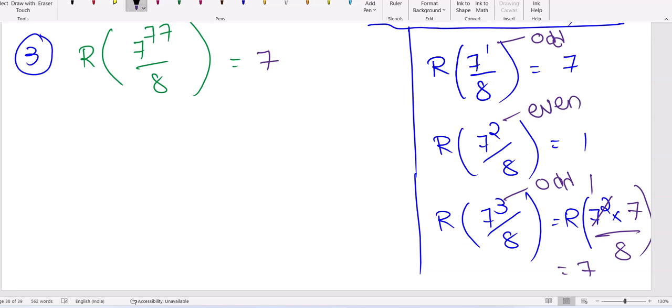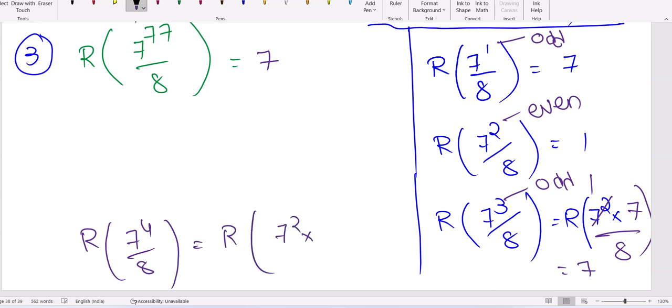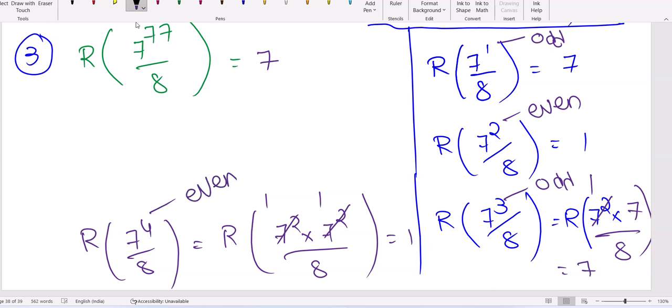Again, one more even number you can try: 7 power 4. As just now mentioned, 7 power 4 can be written as 7 square into 7 square, or 7 square whole square anyway. 7 square divided by 8, remainder 1. 1 into 1 is 1. 1 divided by 8, remainder is 1 only. So when power is even, we are getting 1 as the answer. When power is odd, 7 is the answer. So here power is odd, that's why the answer is 7.